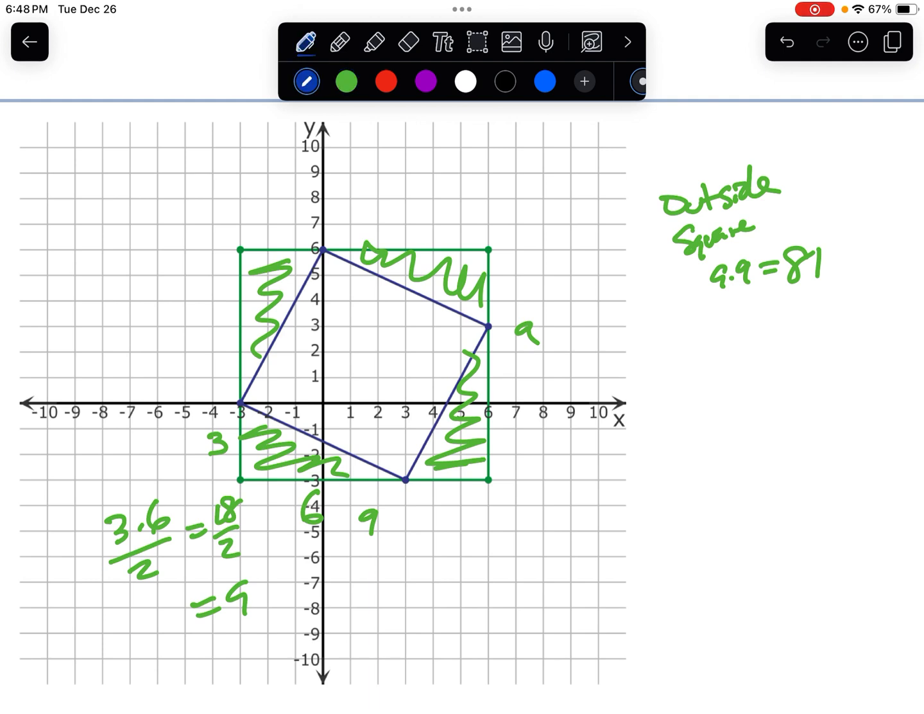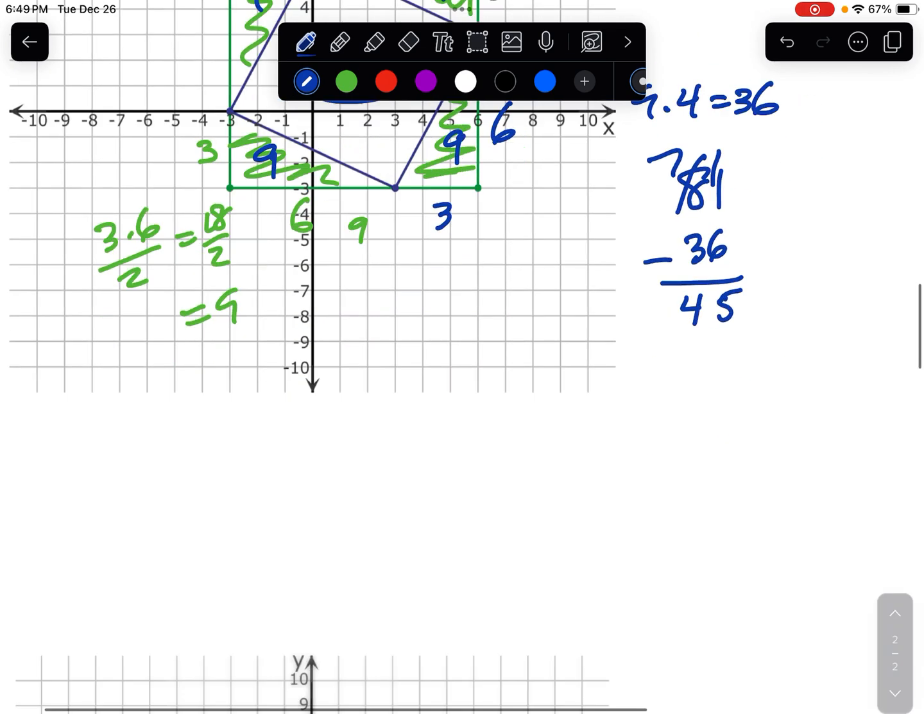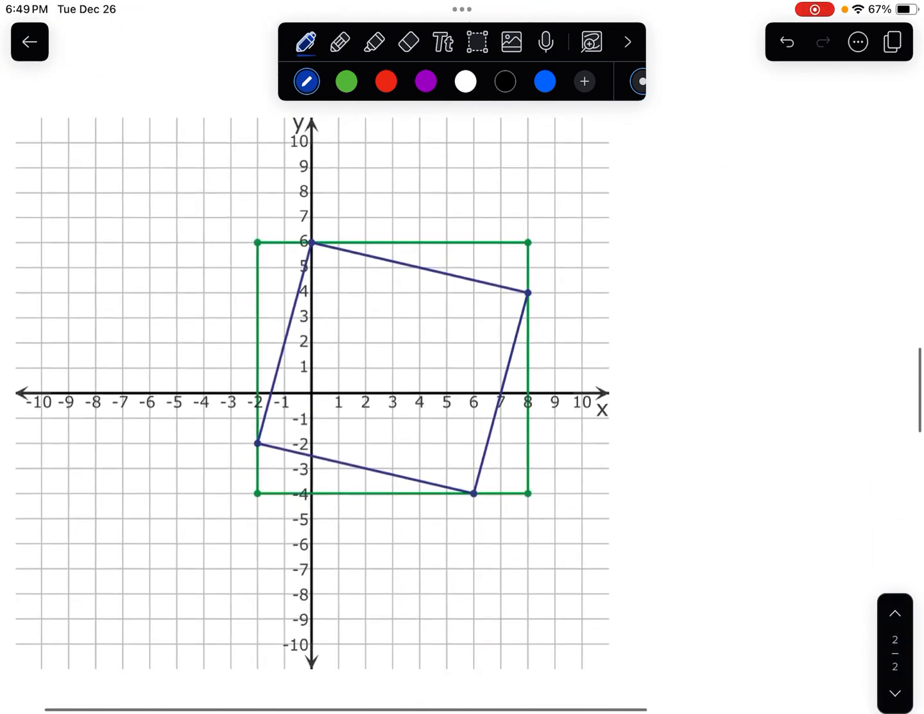So every corner here is going to be also a 3 by 6. So this is 3 by 6. So that's 9, 3 by 6, again, divided by 2, is 9 and 9. So we've got 9 times 4, which is 36. So our inside area is 81 minus 36, which is 45. So this square has an area of 45. Here's one more here. Same idea.